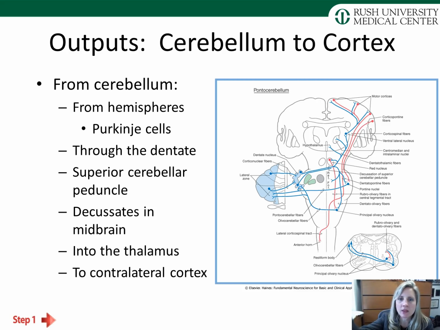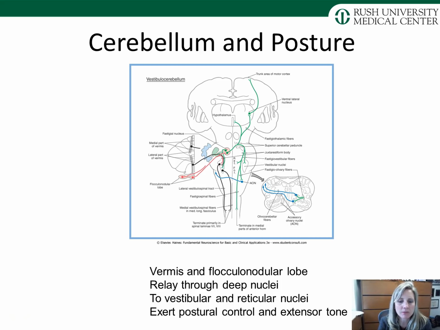Okay, so now we're going to take those tracts from the cerebellum back to the cortex. From the cerebellar hemispheres, the information is going to originate from the Purkinje cells and then move back through the dentate nucleus. Now, because we have efferent fibers, we're going to be traveling through the superior cerebellar peduncle. You're going to have decussation in the midbrain up into the thalamus, and after the thalamus, that information moves into the contralateral cortex. So again, this pathway is incredibly important, and you're going to need to know this for your Step exams. So let's talk briefly about the cerebellum and posture.